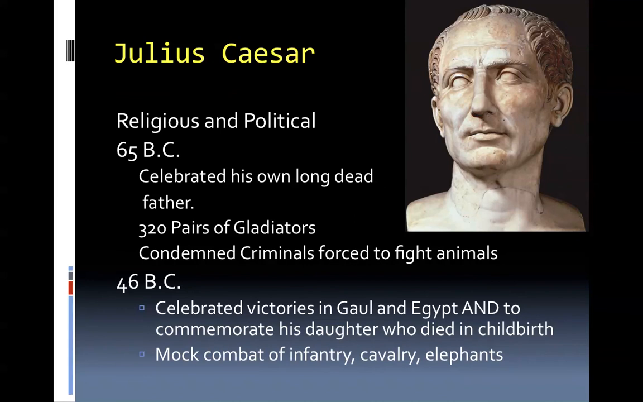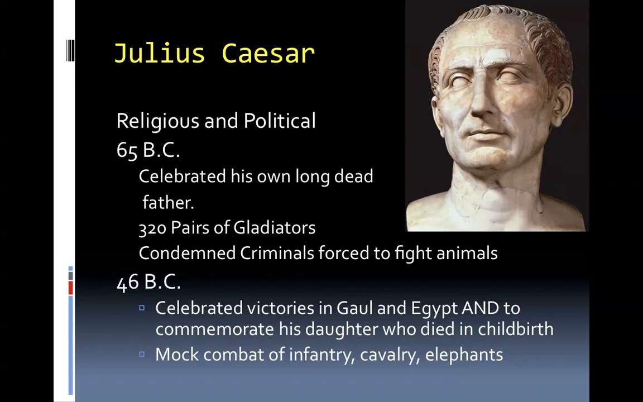We also have the example of Julius Caesar. This is getting a little closer in time to when we have more information about gladiators, but Julius Caesar in the 1st century BC, in 65, celebrated his own father who had died many years before and put up 320 pairs of gladiators who were to fight.